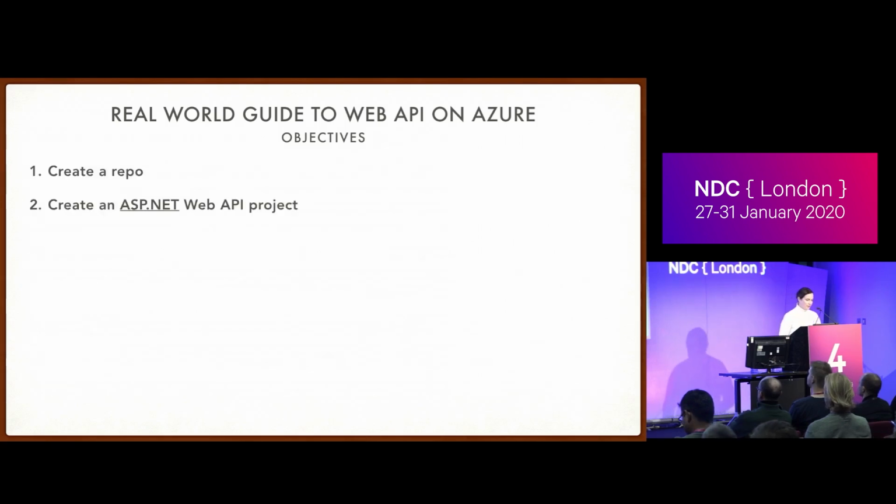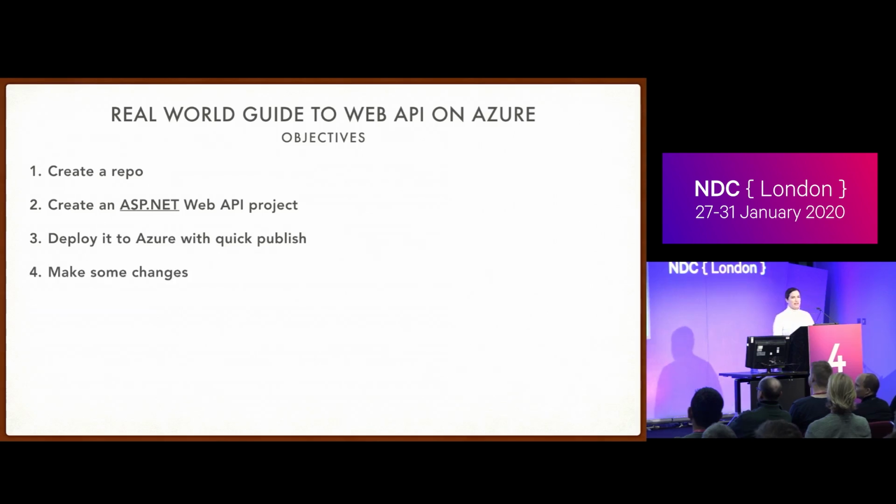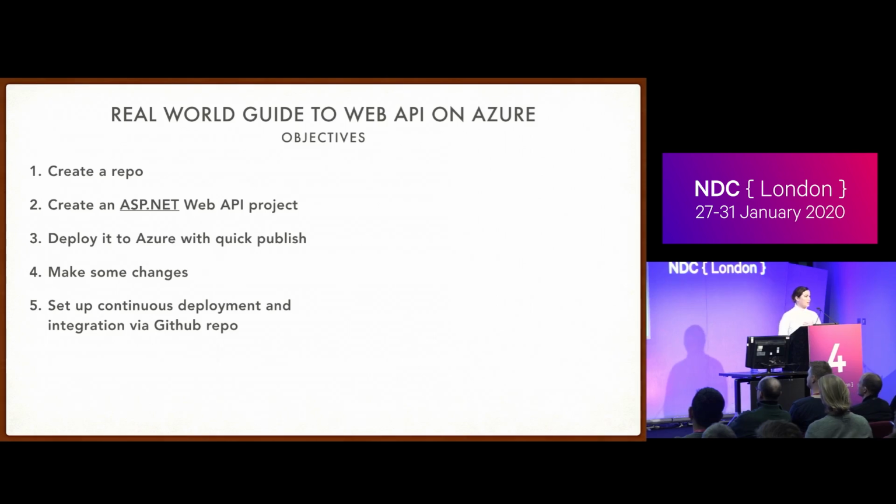You create a repo, then you create a project, and then you deploy it to Azure with a quick publish, which you should only do once, by the way. You should never do that for the rest of the project, and we'll go through that. Then you should make some changes, and then you should set up continuous deployment. Okay? I'm going to use GitHub. We used Bitbucket before. I'm sure some of you may have private repositories set up as well, but GitHub is just the easiest for me to demonstrate today.